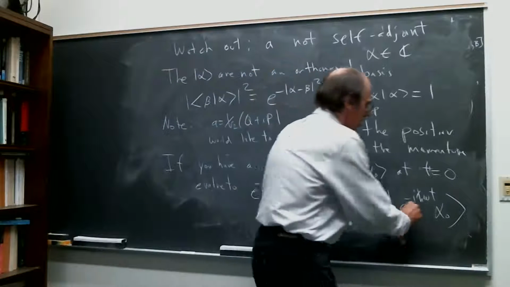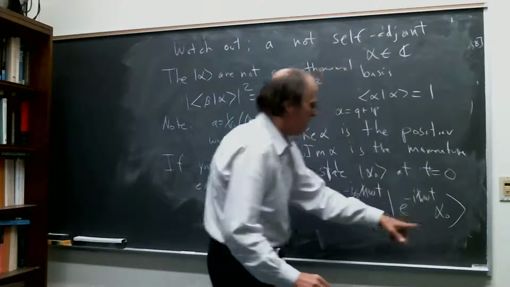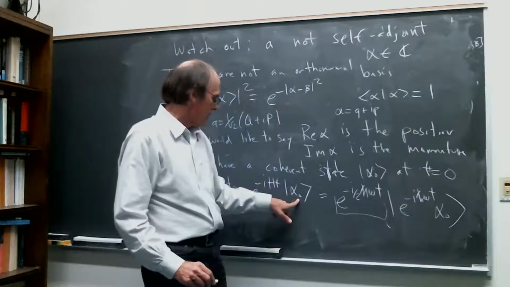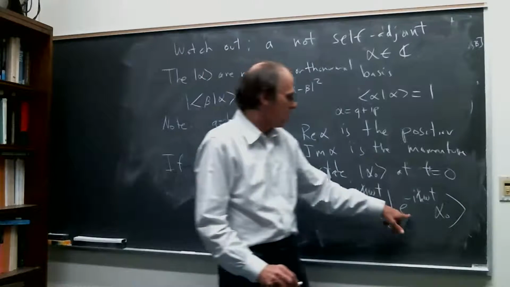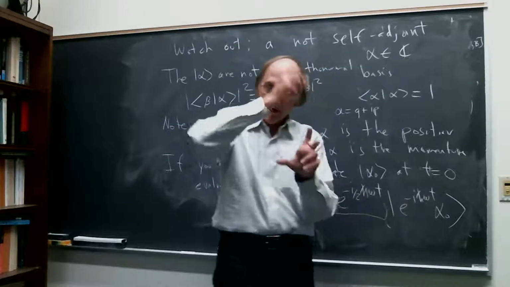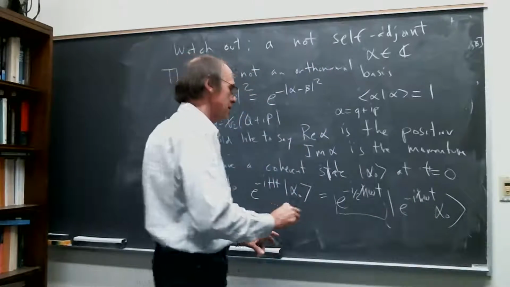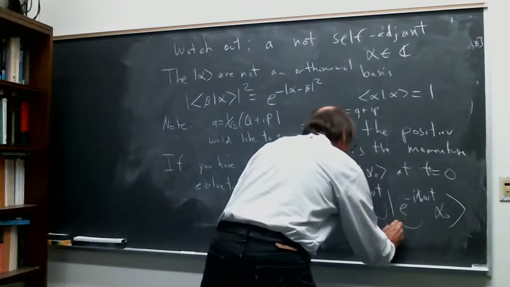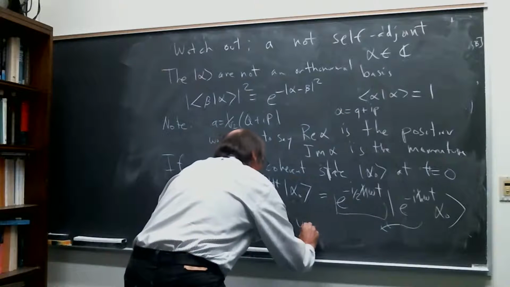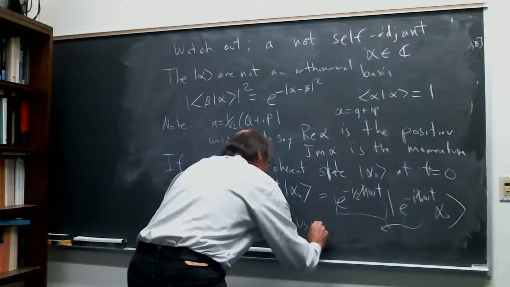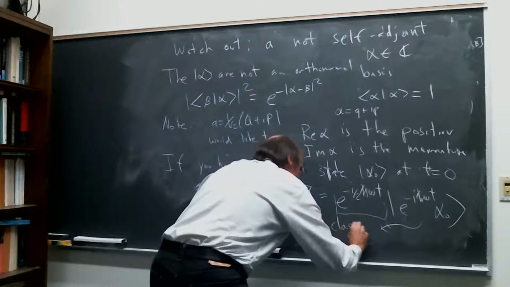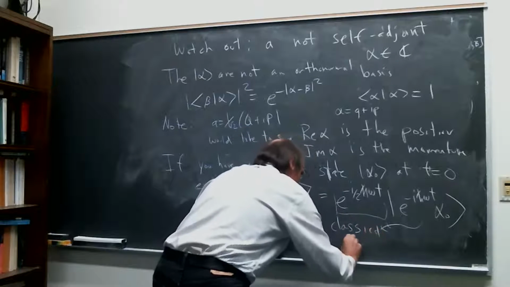But what is interesting here is that the label of the coherent state just evolves by rotation in the plane. So this is the usual classical rotation in phase space.